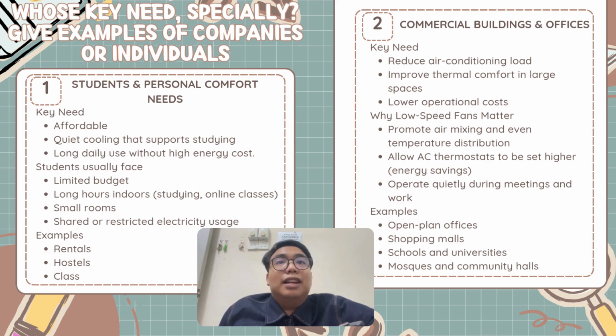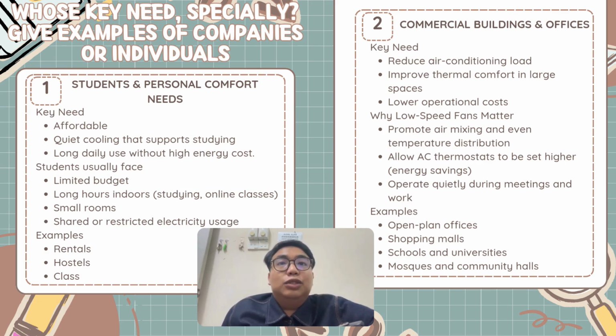Next, commercial buildings and offices. These spaces focus on reducing air conditioning load, improving thermal comfort in large areas, and lowering operational costs. Low-speed fans help by promoting better air circulation and even temperature distribution, which allows air conditioners to be set at higher temperatures, saving energy. They also operate quietly, making them suitable for work and meetings. Examples include open-plan offices, shopping malls, schools, universities, mosques, and community halls.